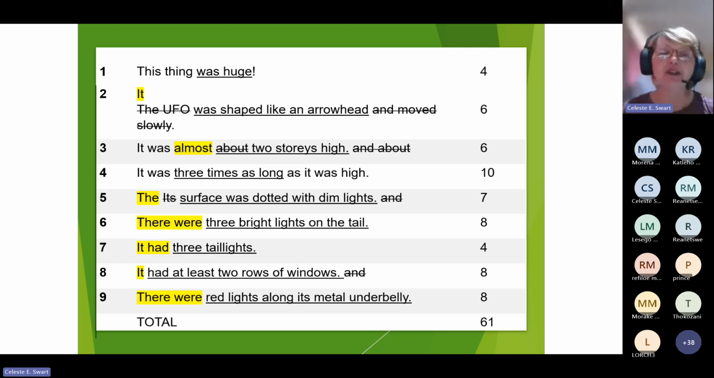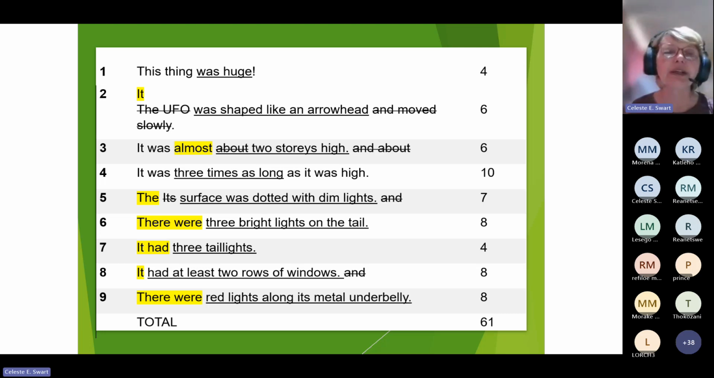You can get 7 out of 10 if you've lifted. It, the UFO, was shaped like an arrowhead, and there are lines drawn through everything that's not necessary. Point 3, it was almost, instead of saying about, we've changed the word and replaced it with another one so that it can award us not just the mark for the fact, but also the mark for the language, or the bonus mark. It was 3 times as long, and we've added there as it was high. Because what are you saying when you say it was 3 times as long? As long as what? So remember that when you're looking to get your full marks. Its surface was dotted with dim lights.